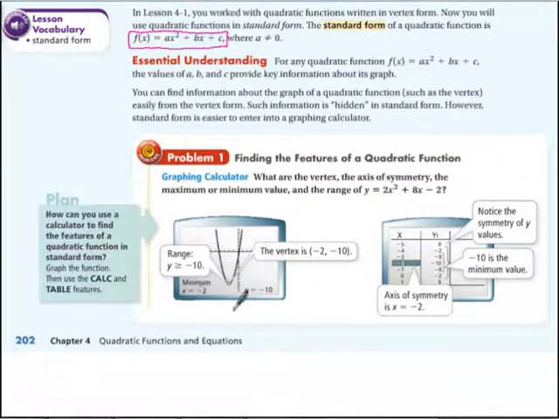Your book shows you how to do this in a calculator, and I can show you how to do this also in class. It'll be easier to do on the calculator, so we'll look at that. But from a graph, and some of you have asked about this recently, we can find the vertex, the axis of symmetry, whether it has a max or min, and the range, all from this form right here. I'm going to show you how to do that.